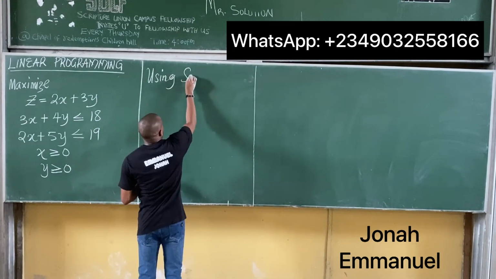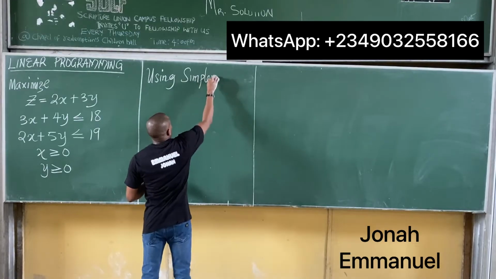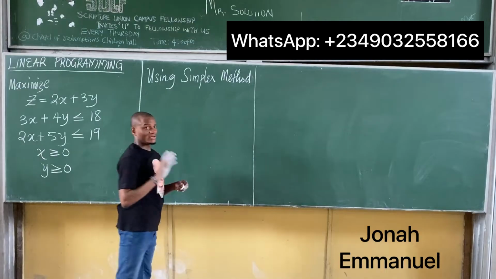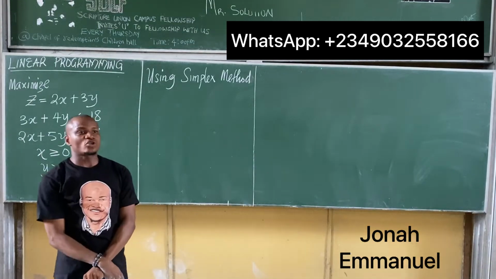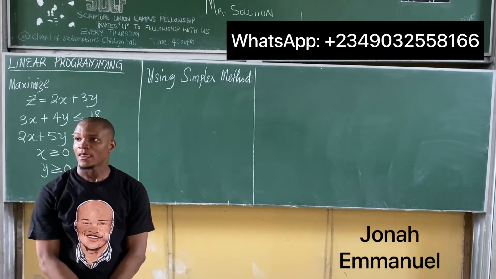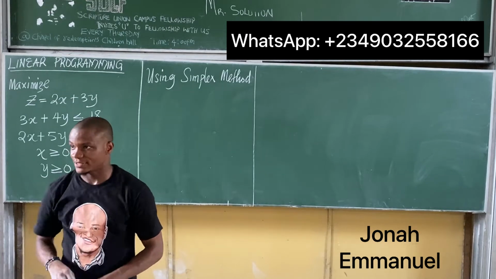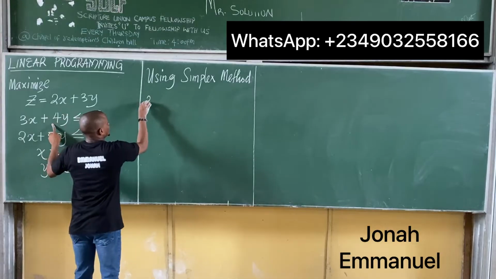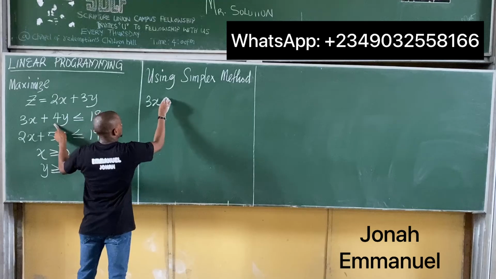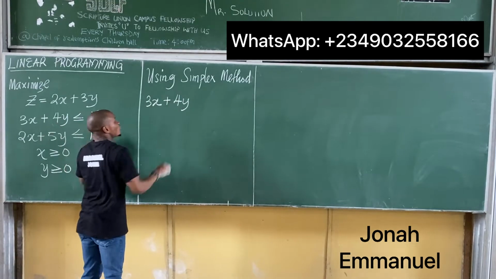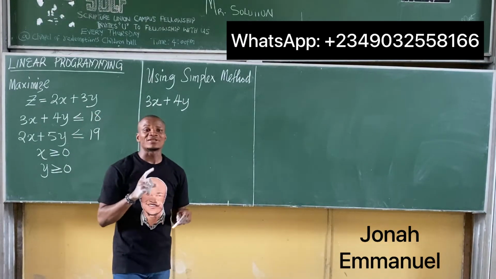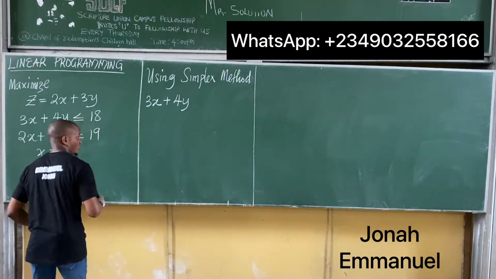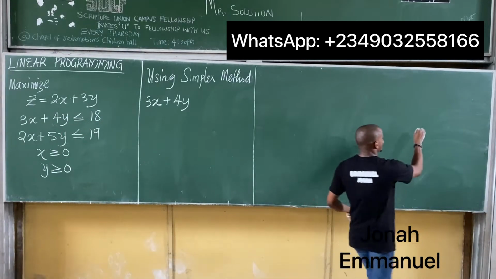Using the simplex method. Now listen. How do you solve this by using simplex? Your first task is this. Pick out this one here. I have 3x plus 4y. Your first task is to add what's called slack variables.